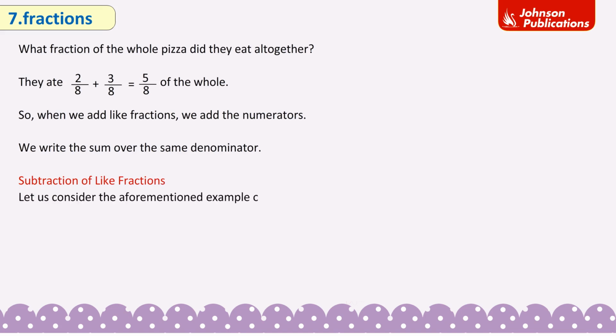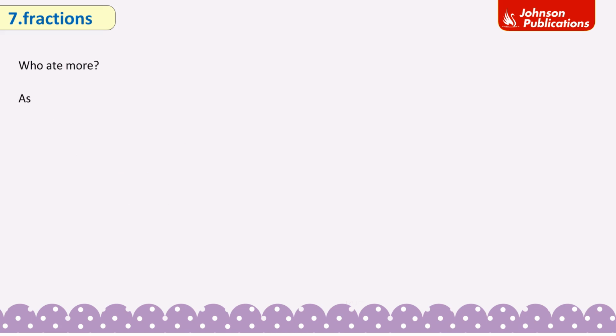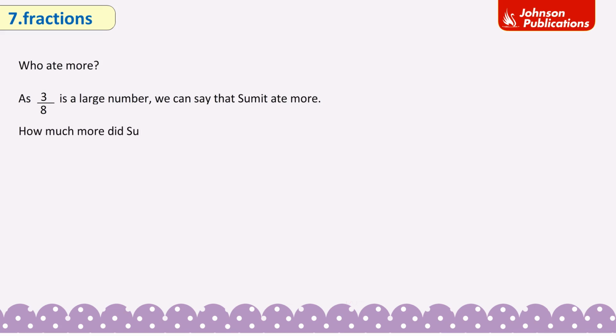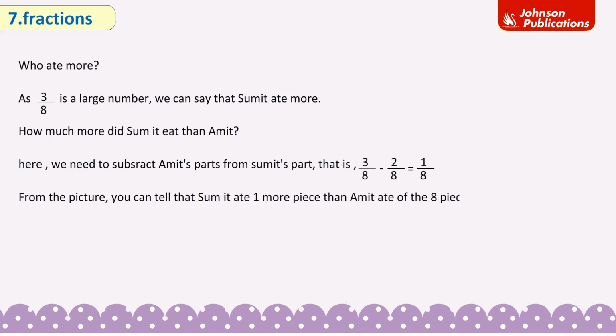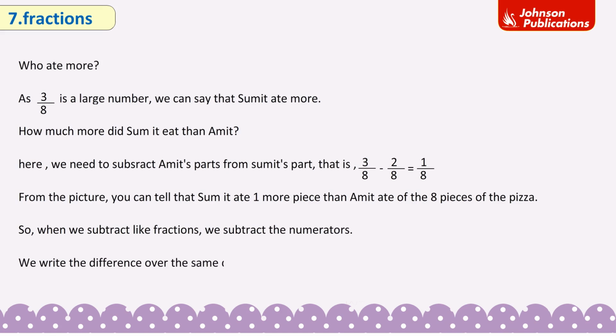Subtraction of like fractions. Let us consider the aforementioned example once again. Amit ate 2 by 8. Who ate more? As 3 by 8 is a larger number, we can say that Sumit ate more. How much more did Sumit eat than Amit? Here we need to subtract Amit's part from Sumit's part. That is 3 by 8 minus 2 by 8 is equal to 1 by 8. From the picture, you can tell that Sumit ate one more piece. So when we subtract like fractions, we subtract the numerators. We write the difference over the same denominator.